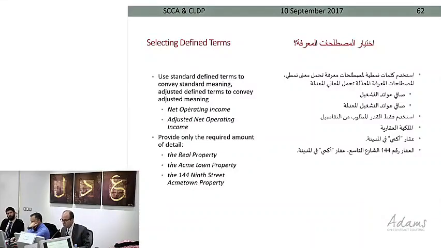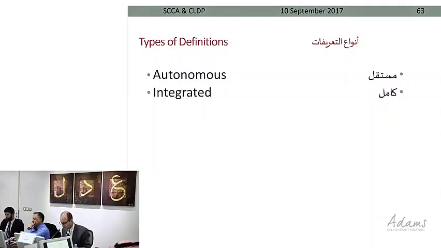And your defined term should be as specific as it needs to be. If you're talking about one piece of land, you can call it the real property. If your deal involves 25 pieces of land, 5 of them in Acme Town, you're going to have to use a more specific label for each piece of land. But the main issue, the first question, is, how are you going to create a defined term? You have two choices. You can use autonomous definitions or integrated definitions.